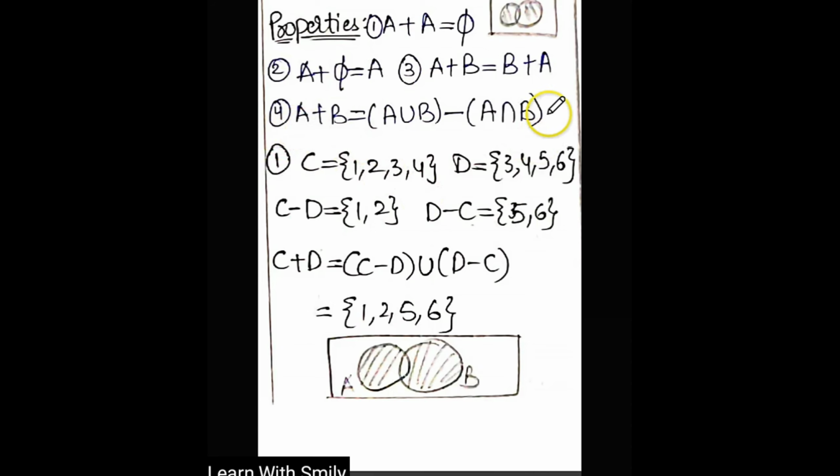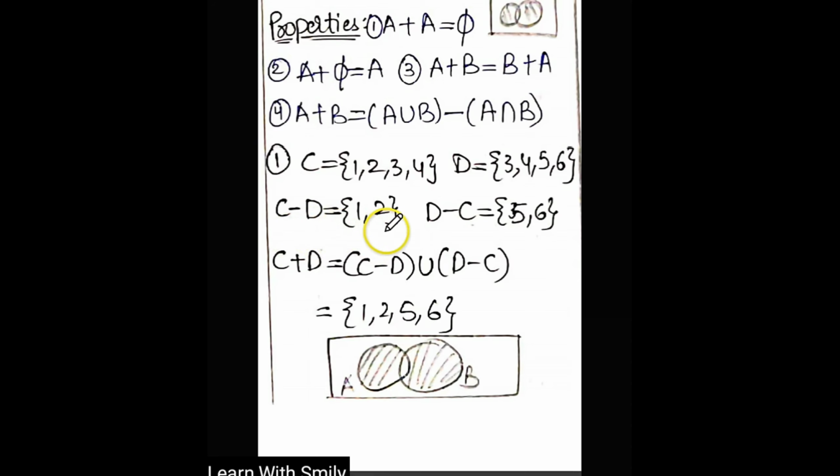Coming to this one, this is the formula for how to solve the symmetric difference. Let us first go into a problem so that you can clearly understand what the symmetric difference is. Suppose we are taking two sets C and D. First we have to find the difference of both sets, C minus D and also D minus C. I hope you have already understood the difference operation, right?